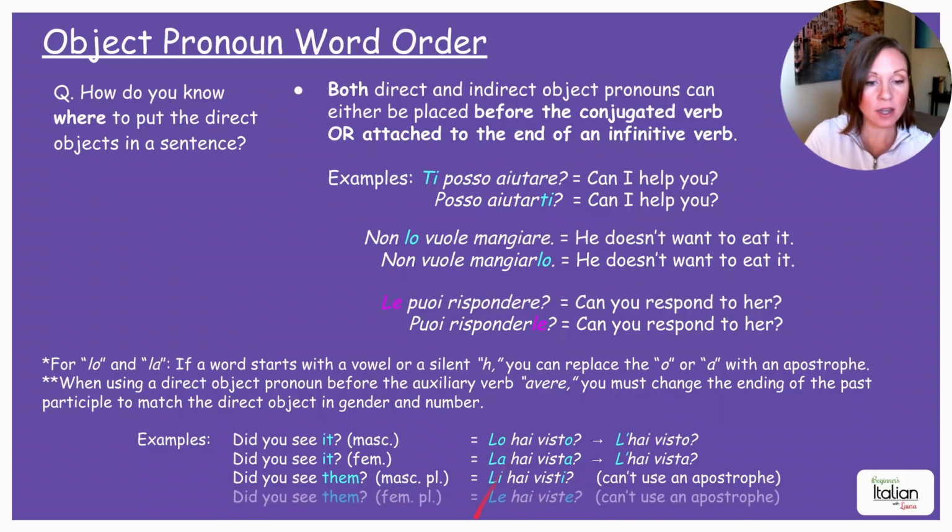Okay, and our last example here, did you see them? A feminine plural would be le hai viste. So you can see viste, the E here corresponds with le, but again, you cannot use an apostrophe. So it just remains like that, le hai viste. I just wanted to make you aware of that, because most people do that, but you can also just say lo hai visto, but l'hai visto is very common. Again, you cannot use the apostrophe with li or le.